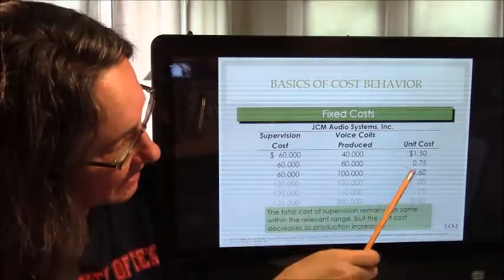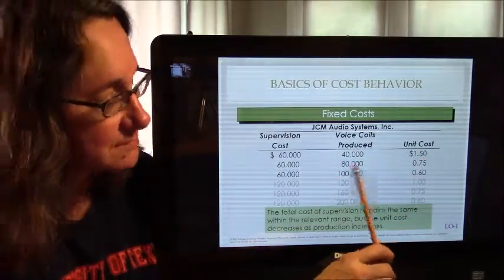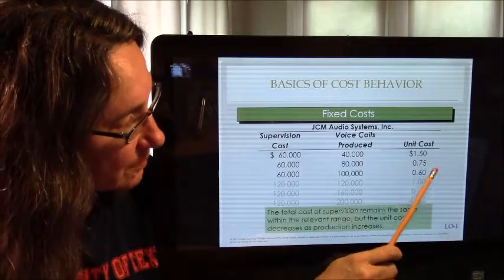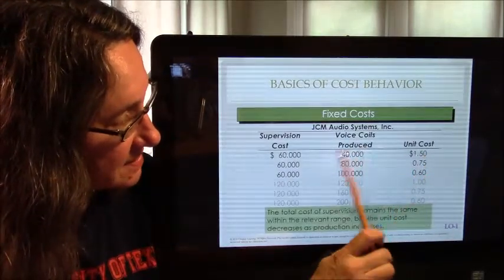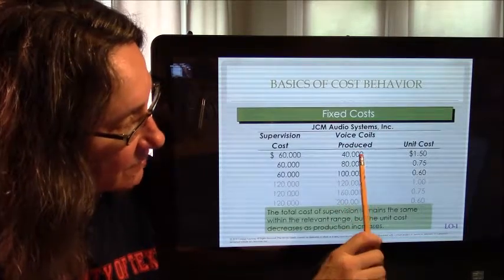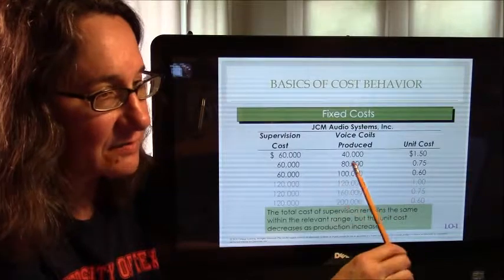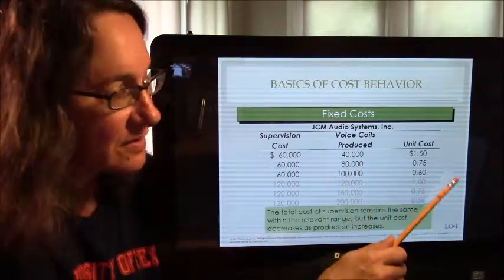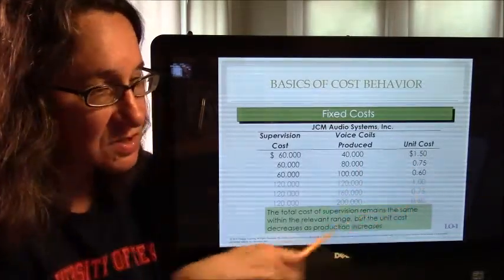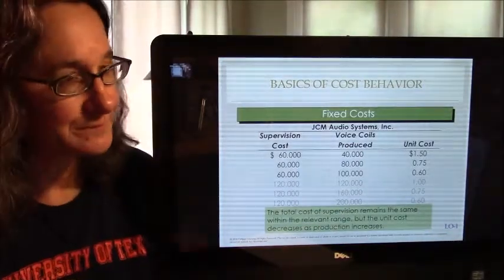But as we increase our output, our unit cost goes down, right? Because I'm producing more, so the cost per unit decreases because it's always 60,000. So if you take 60,000 divided by 40, you get 150. 60,000 divided by 80, 75. 60,000 divided by 100. So your unit cost goes down if it's a fixed cost, the more units you produce.